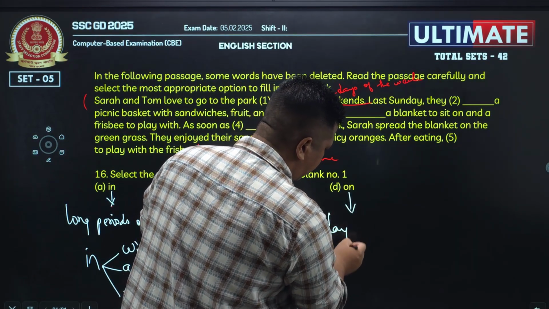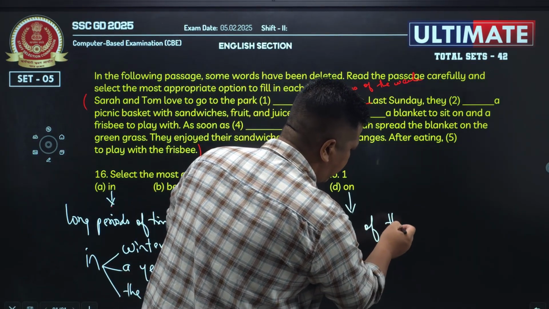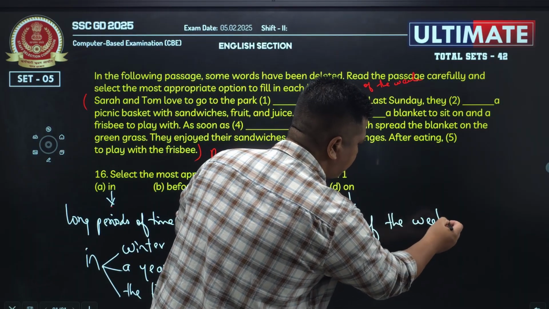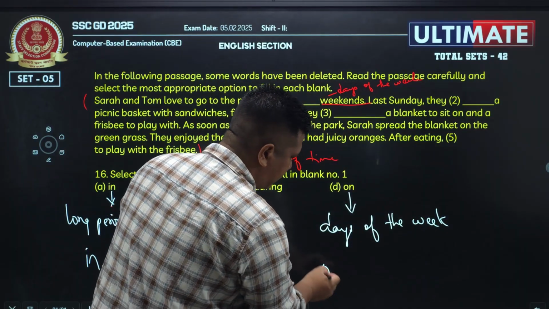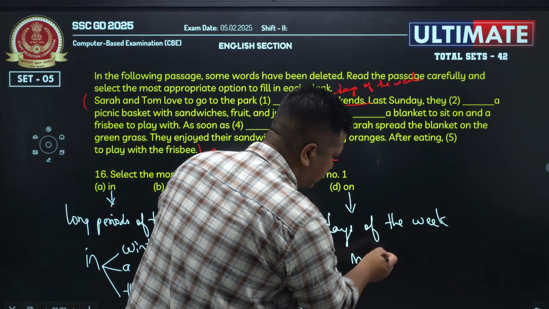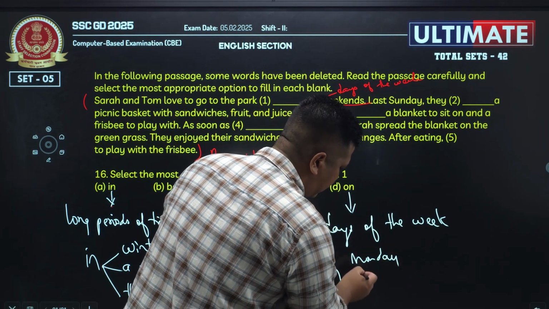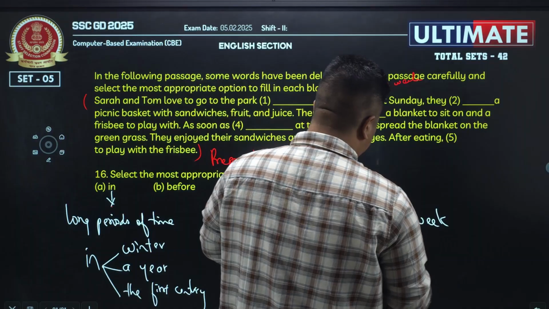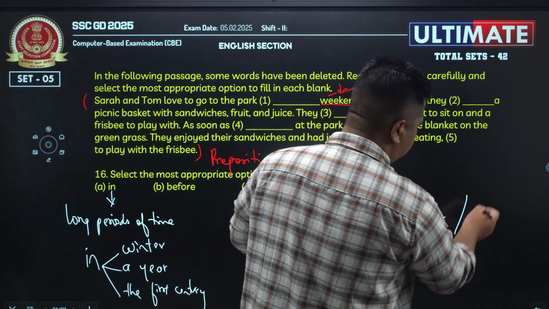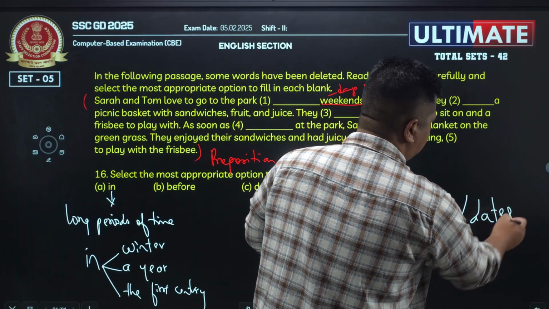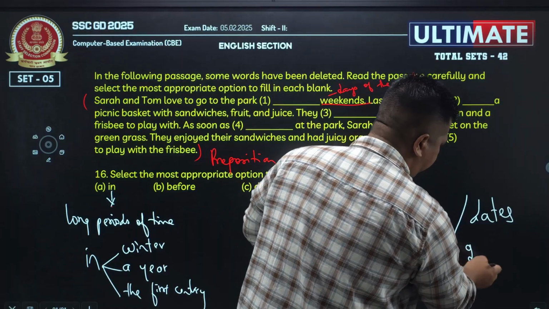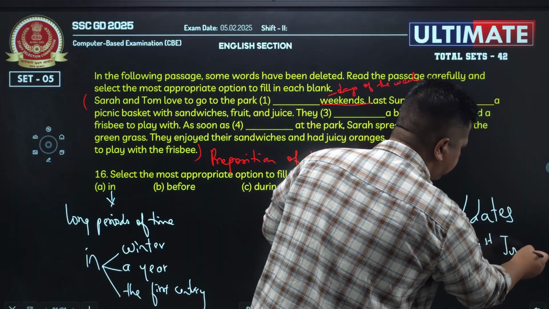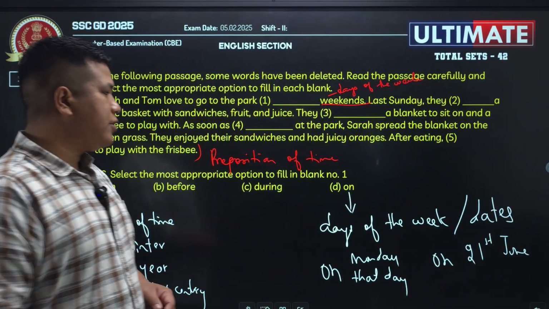On is used for days of the week. For example, on Monday, on that day. And another use of on is dates. It can also be used for dates. On 21st June. So on is for days of the week.